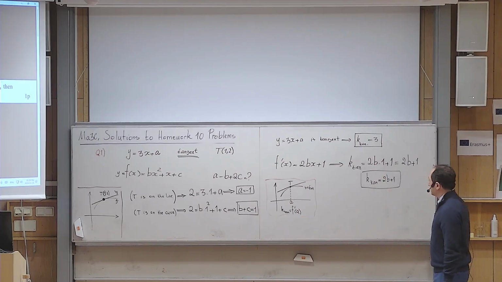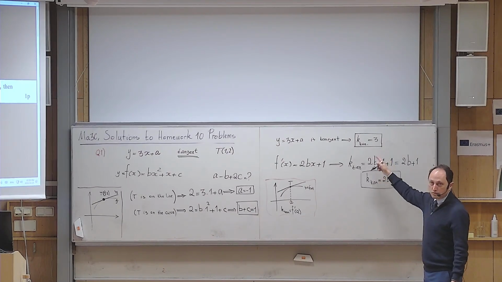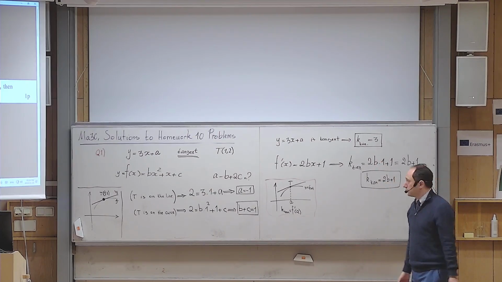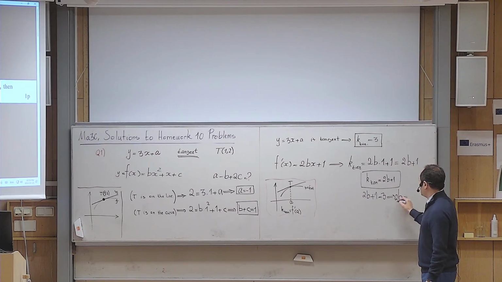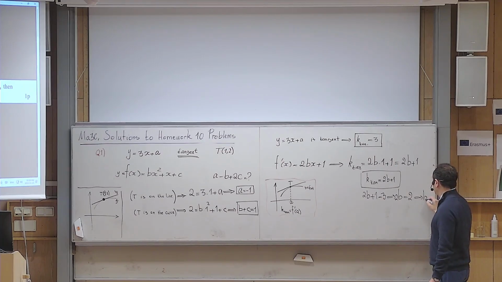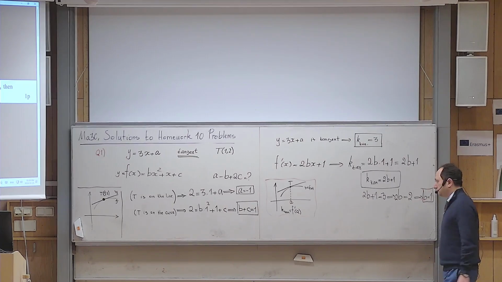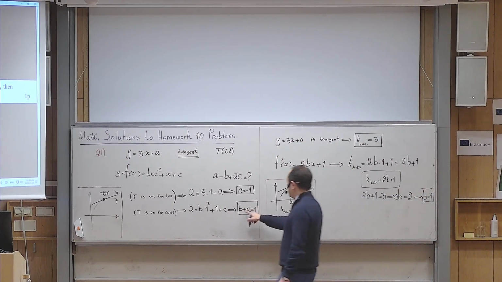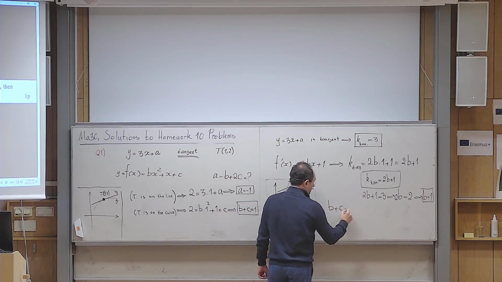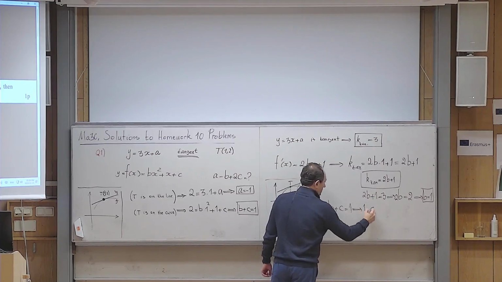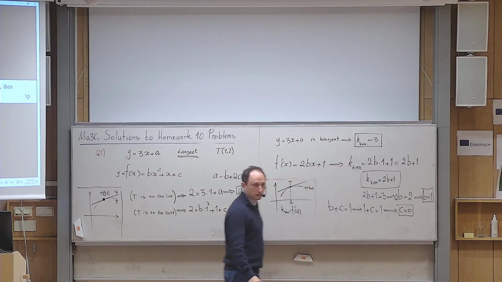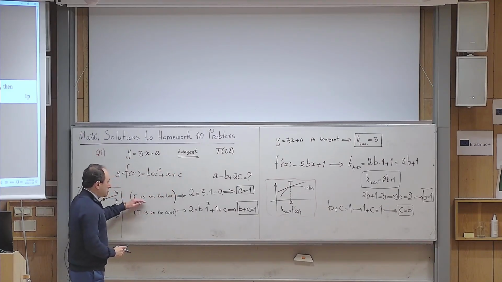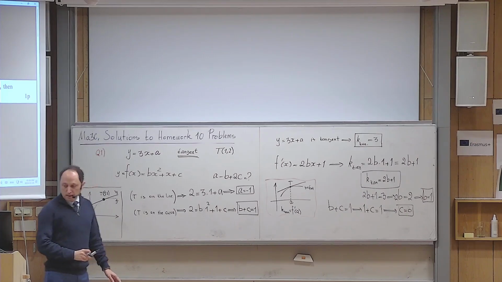If I want to make it right, these two numbers should match, because they are calculating the same quantity. So it means that 2b plus 1 should be equal to what? 3. So 2b is equal to 2, so b is equal to 1. Okay, b is equal to 1. b plus c is 1, so 1 plus c is equal to 1. So simply c is what? 0.